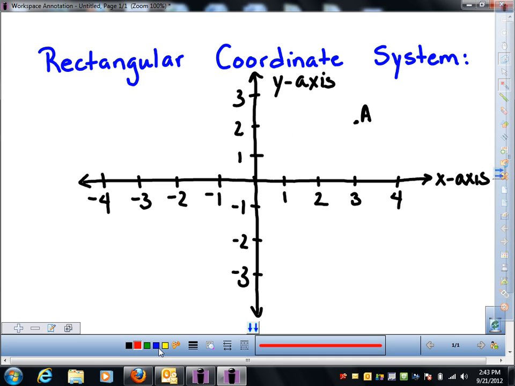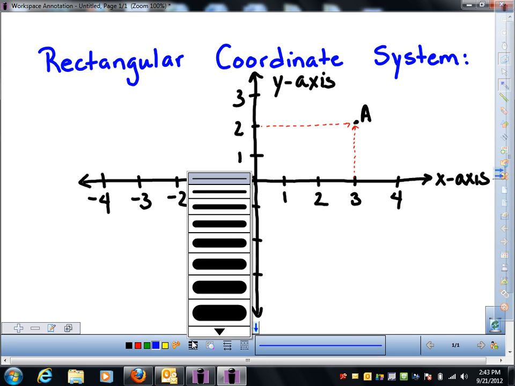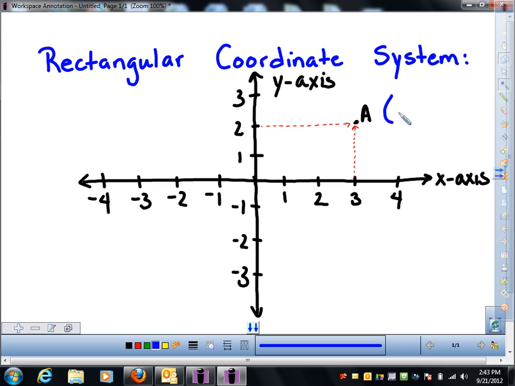So this particular point, let me mark it for you here a little bit, we find it located directly up from the 3, directly over from the 2, and so in this particular case we would label this point as the point 3, 2. Notice we list the x-axis or x-coordinate first, the y-coordinate second. Easiest way to remember that is it's alphabetical. That's how we keep track of those.